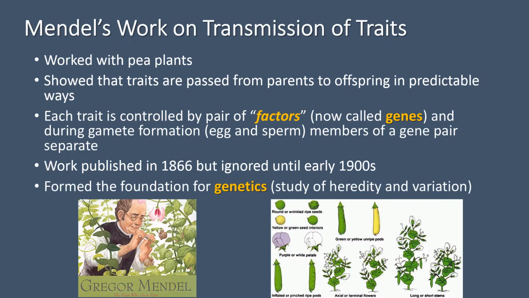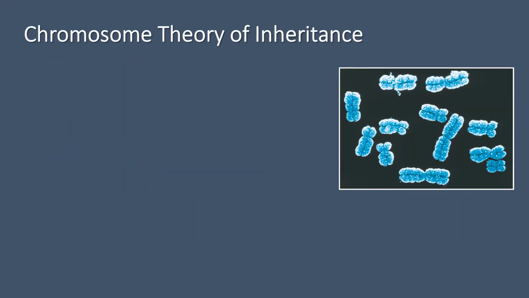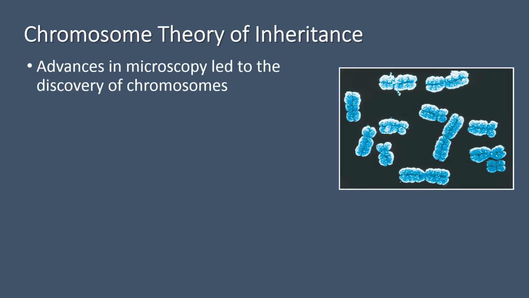And his research formed the foundation for the study of heredity, which we call genetics. So the chromosome theory of inheritance came about from this research. Once we had microscopes and we could actually look at the cells and see chromosomes, it didn't take long to figure out that these factors that Mendel talked about are actually present on the chromosomes.